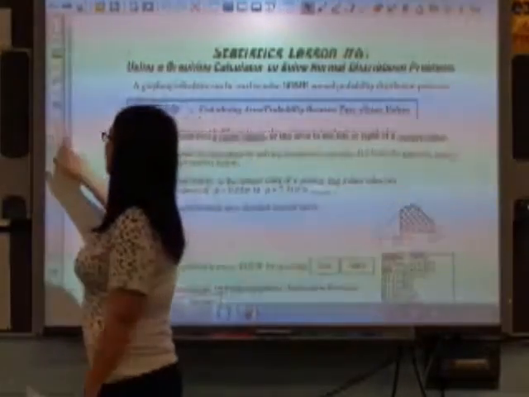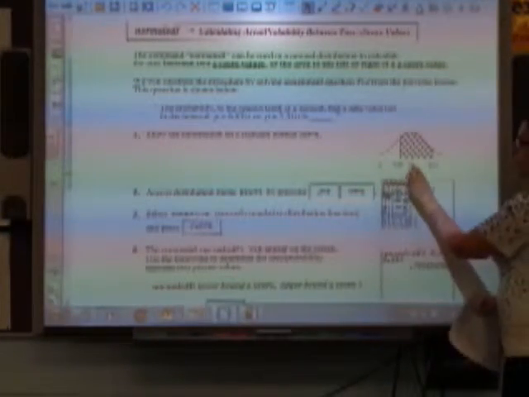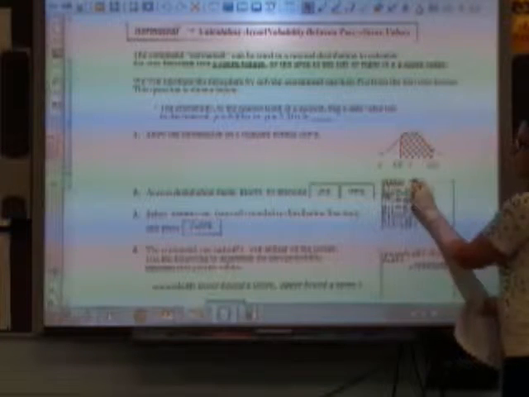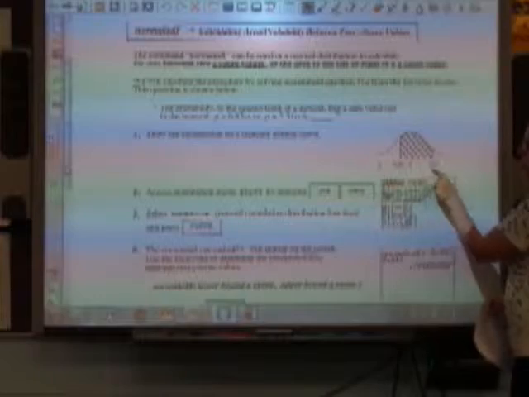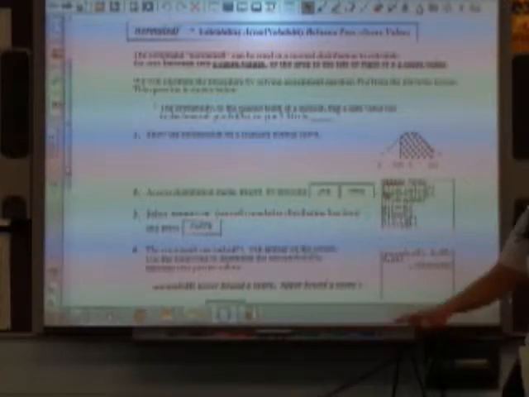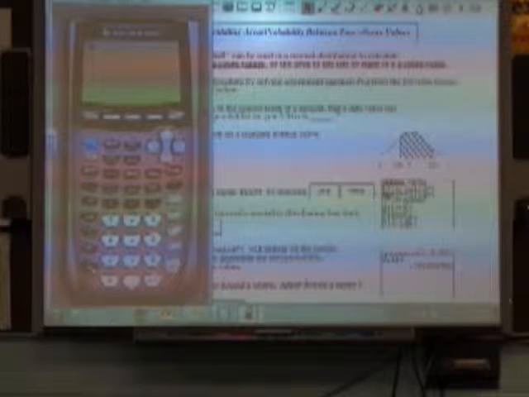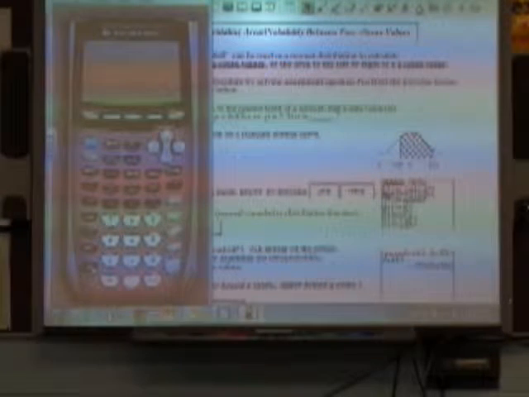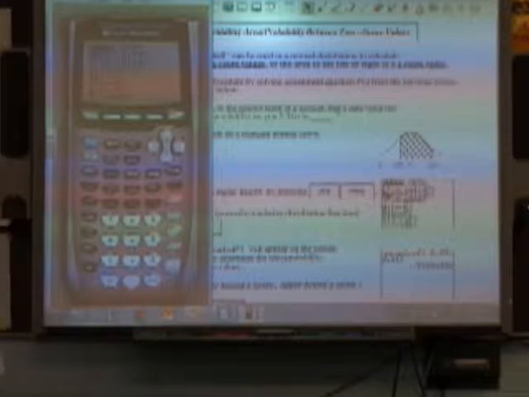So if we show the information on a normal curve, there's where my 0 is, that's my mean, and then I have 0.85 standard deviations below and 2.31 above. So if I grab my calculator, I access that normal distribution menu by pressing second and the bars button.